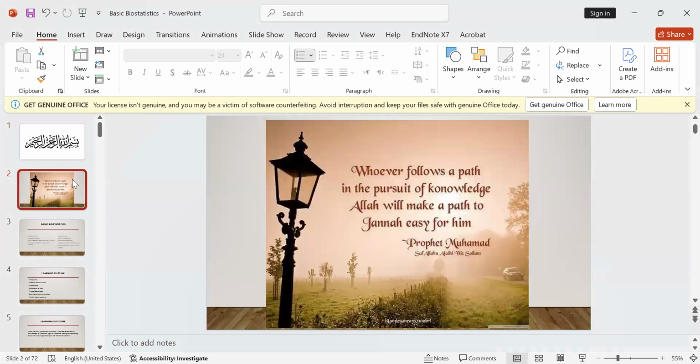Quote of the day is a hadith from the Holy Prophet, peace be upon him. Whoever follows a path in the pursuit of knowledge, Allah will make a path to Jannah easy for him.